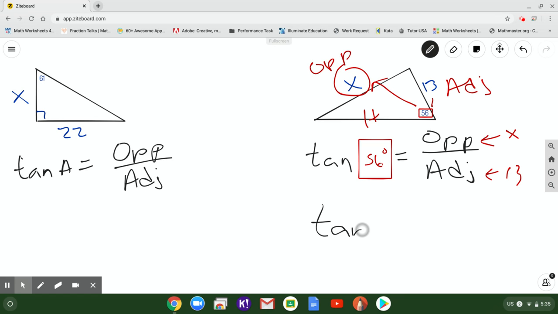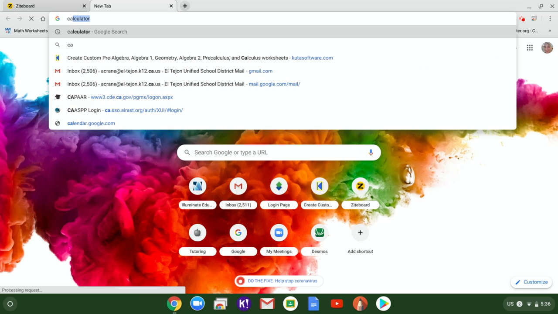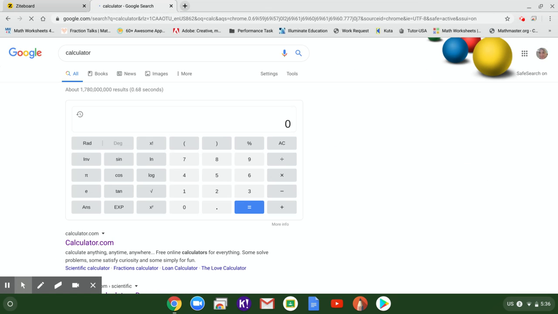Tangent of 56 degrees equals X divided by 13. There, now you have just a math problem that you're going to have to solve. It says tan 56 equals X over 13. This tan of 56 is just a number your calculator knows. In case you've ever looked at a scientific calculator and wondered what those other extra buttons do.